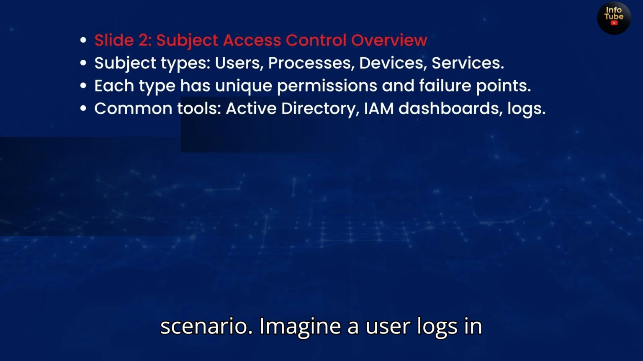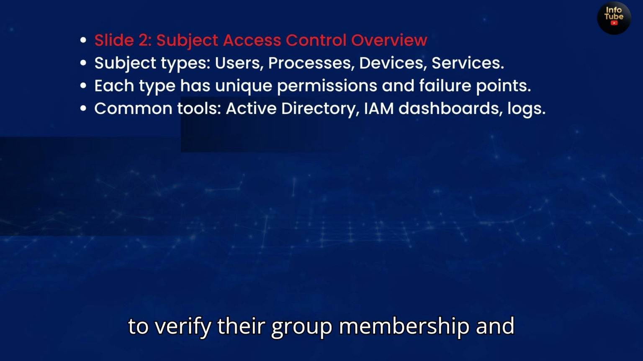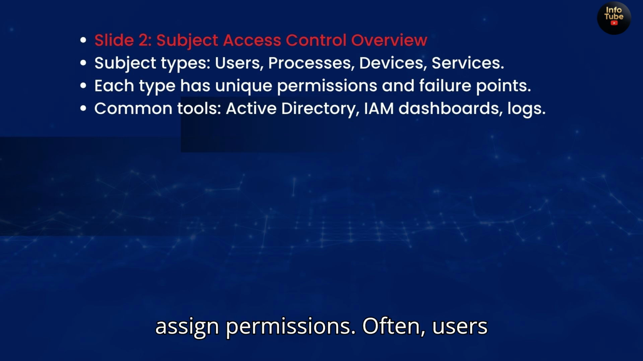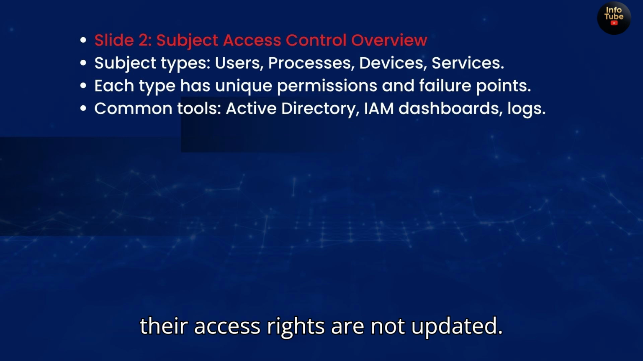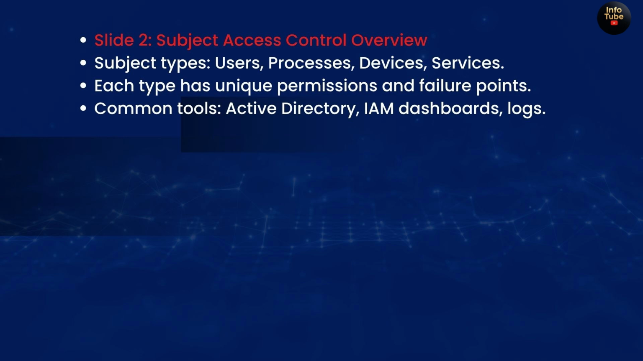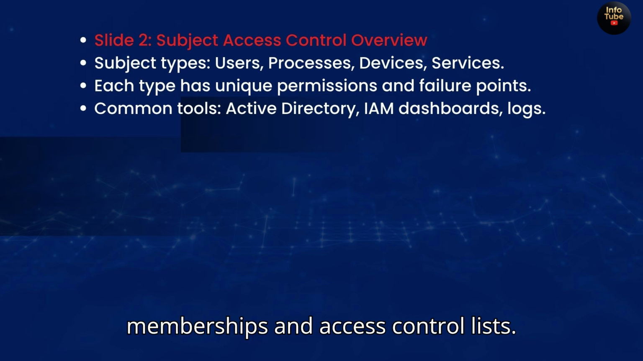Imagine a user logs in successfully but cannot access a shared folder or application. The first step is to verify their group membership and assigned permissions. Often, users are accidentally removed from a group or their access rights are not updated. Active Directory tools can help you quickly inspect and modify group memberships and access control lists.